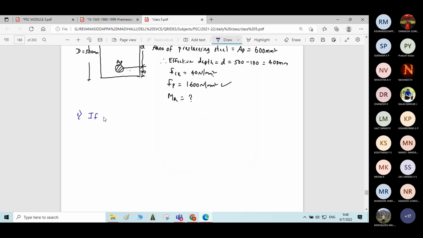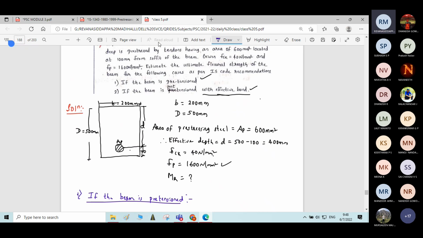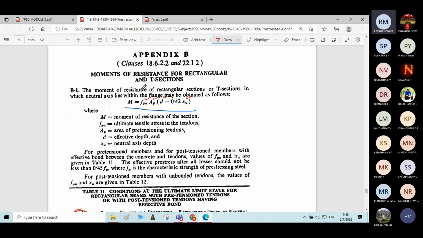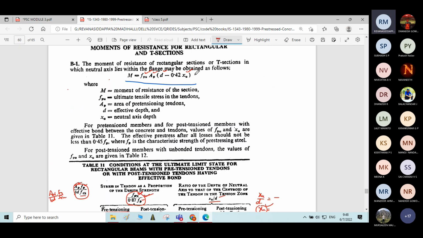If the beam is pre-tensioned, first one. The beam is pre-tensioned. Okay, it is a rectangular beam. For a rectangular beam, we know the formula to find the moment of resistance. Okay, here we have the formula. So copy this formula here.